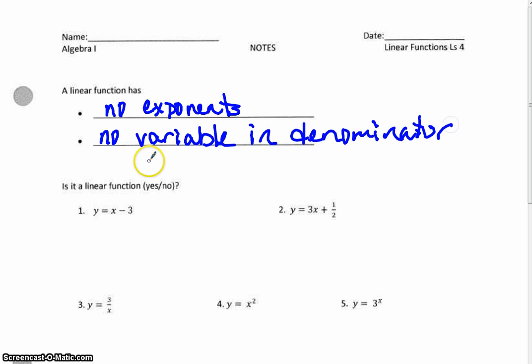So if you were to look at a fraction and the bottom number of that fraction is a letter, it is not linear. The best thing is to be able to look at an equation, use these two rules, and tell. If you're not sure, or you can't remember the rules, you could always put your equation into y equal and look at your graph. And to be a linear function, it's got to be a straight line.